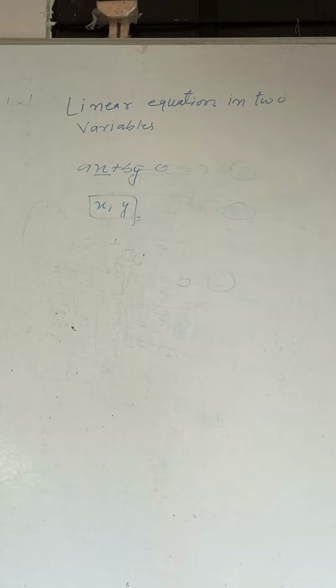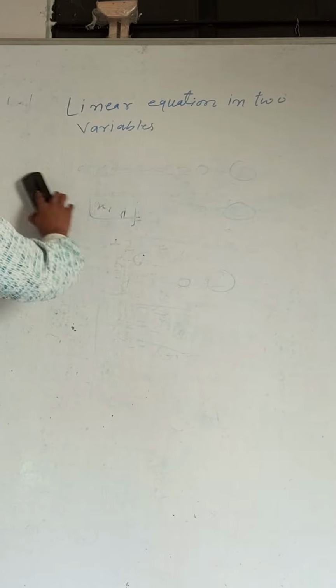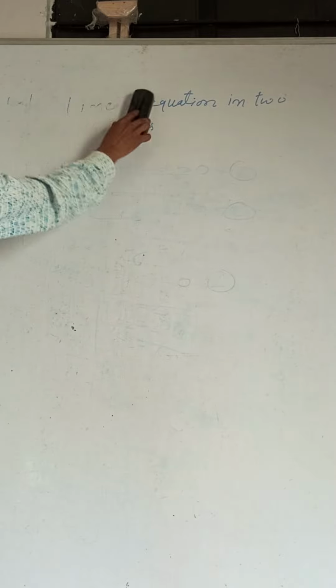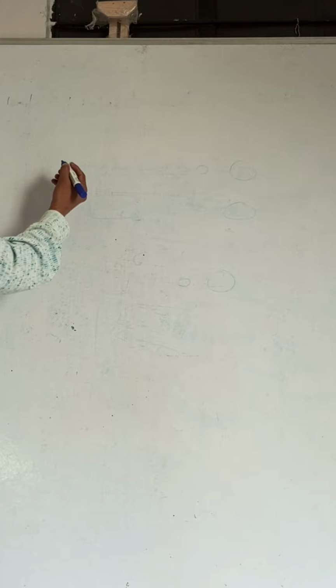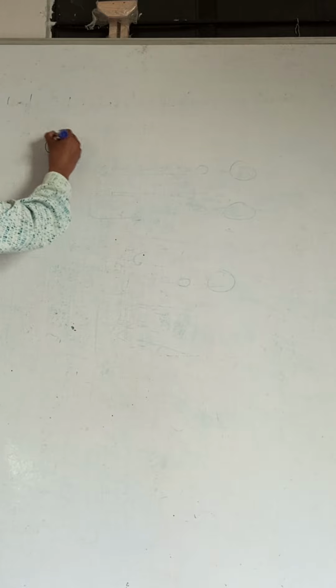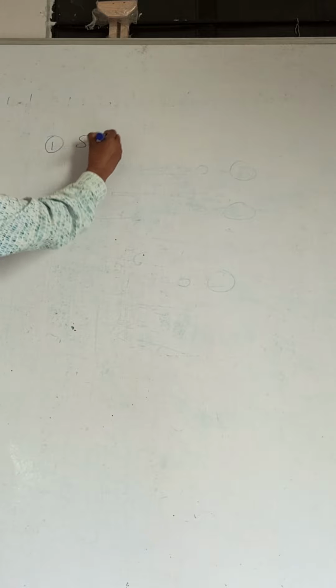To find the values, or the solutions, of the linear equation in two variables, there are two methods. One is called the graphical method, and the other is called the numerical, or mathematical, method. The graphical method is by the graph, and the other method is further divided into three parts. Number one is called the substitution method.